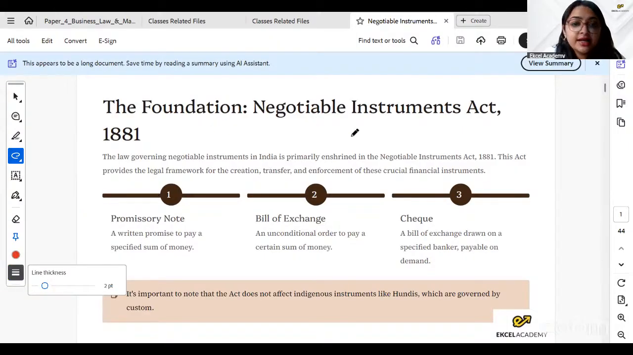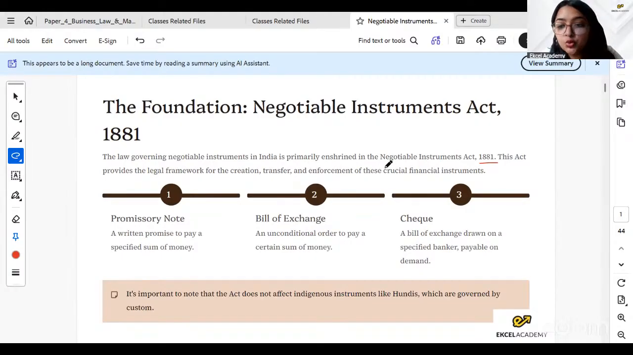So the foundation is that of your Negotiable Instruments Act of 1881. Okay, so the law governing negotiable instruments is primarily enshrined in this act. This act provides the legal framework for creation, transfer, enforcement of these crucial financial instruments. All right, so now as per this act, there are three basic negotiable instruments. This is something that we have already studied when we were discussing our previous chapters, but in this chapter we will be discussing and understanding it in detail.